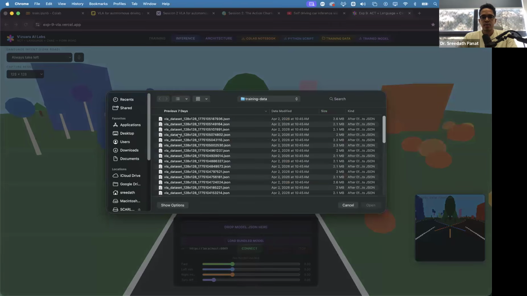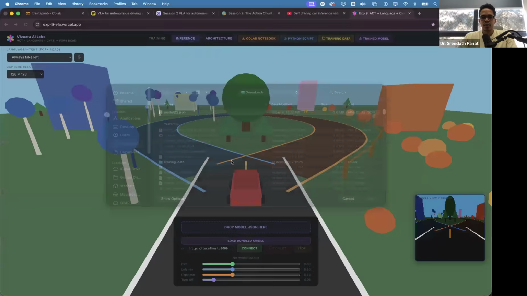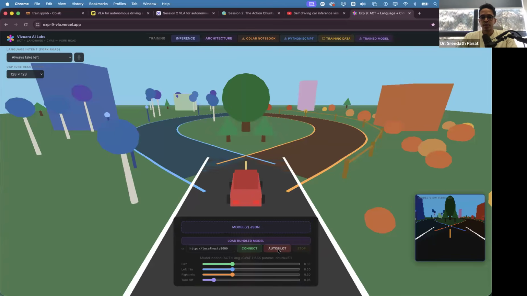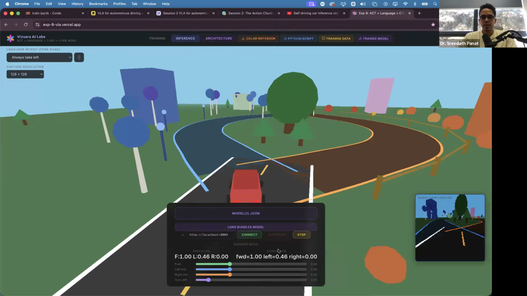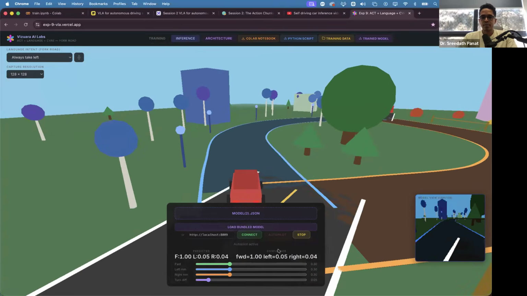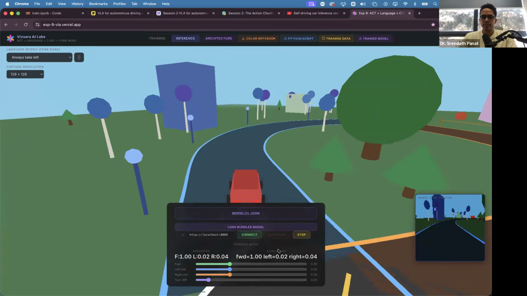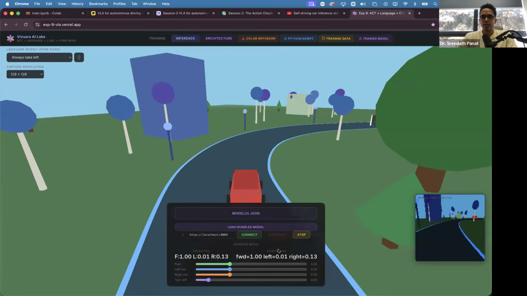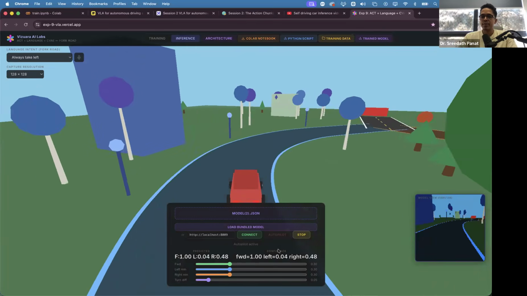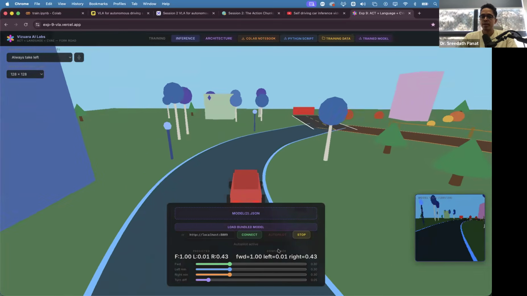And in my downloads, I have the model here. And then autopilot. I hope this works. Let's see. So intent is left. Yeah, it's working perfectly. It's amazing. See how smooth the driving is. If you try with the rest of the models, it's not this smooth at all.